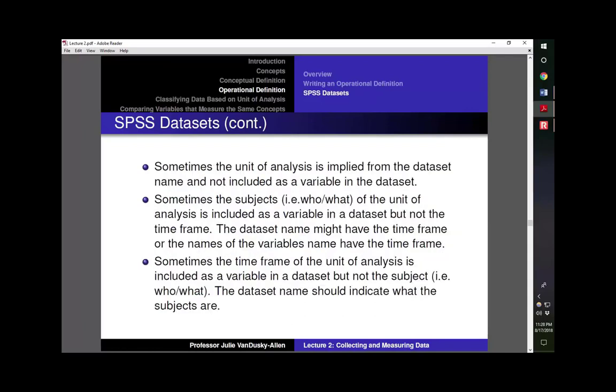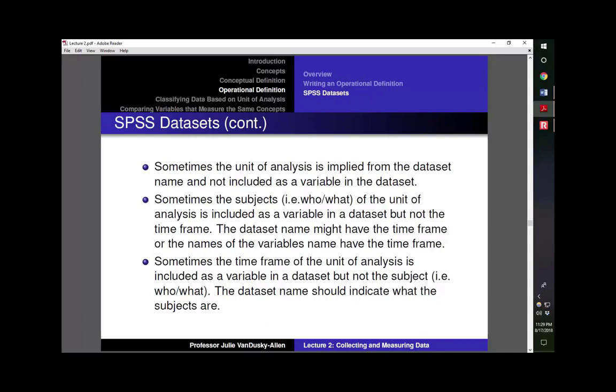Since there is variation in the structure of data sets, it is a bit difficult to figure out what a data set's or a variable's unit of analysis is. As such, you can use these tips to help you figure it out. Sometimes the unit of analysis is implied from the dataset name and not included as a variable in the dataset. Sometimes the subjects, such as the who or the what, of the unit of analysis are included as a variable in the dataset, but not the time frame.